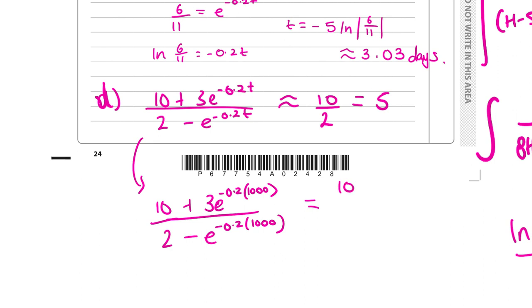And then on your denominator, you can try this on your calculator. The 3e to the minus 0.2 to the 1,000 is going to give you 4.15 times 10 to the minus 87. As you can see, it's a really small number. And you're going to have the same here. This is going to tend to 0. So these two essentially are going to go to 0. And this is how you get your 10 over 2, which equals 5.